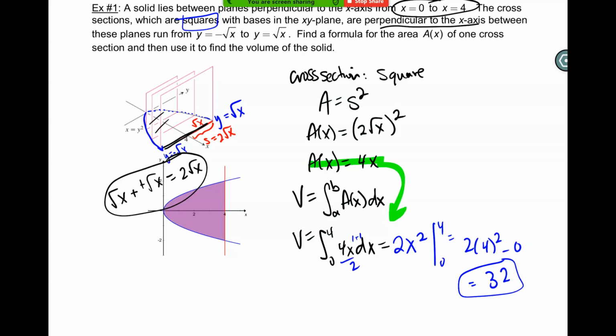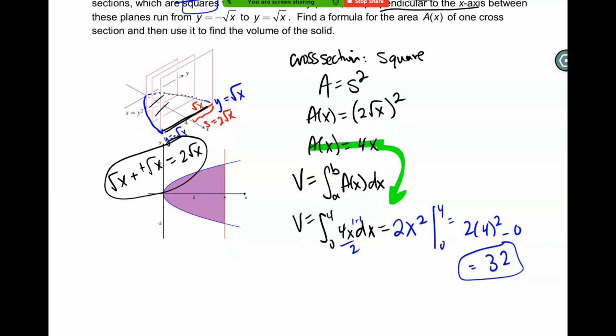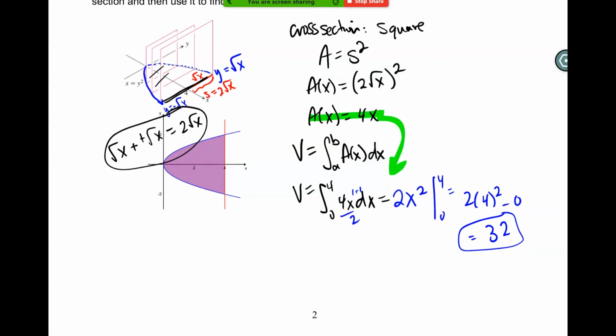So this is an interesting looking, kind of weird shape. Alright, I think we're ready to go to the next one. I'll give you a moment. Take a drink of water.